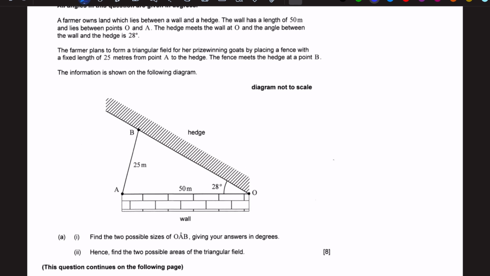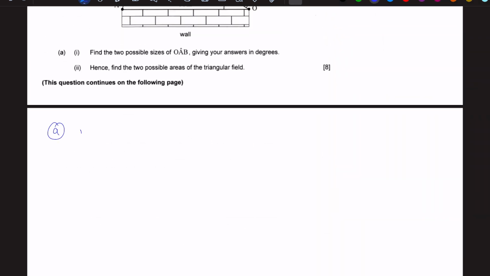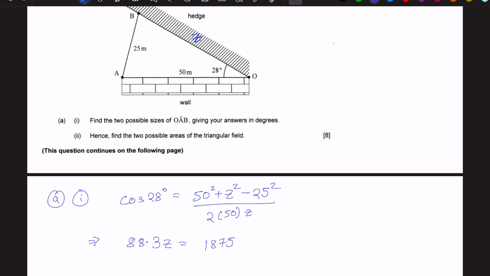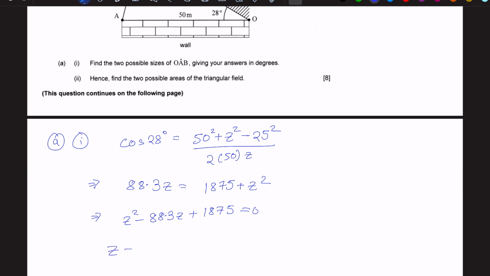So let's do A1 first. Let me add a page here. Let's say this third, unknown side is Z. So cos 28 degrees would be 50 squared plus Z squared minus 25 squared over twice 50 times Z. If I simplify it a bit, I'll get 88.3 Z equals 1875 plus Z squared. So Z squared minus 88.3 Z plus 1875 should be equal to 0.